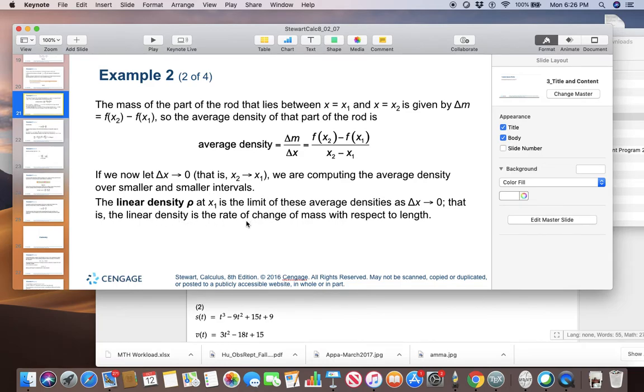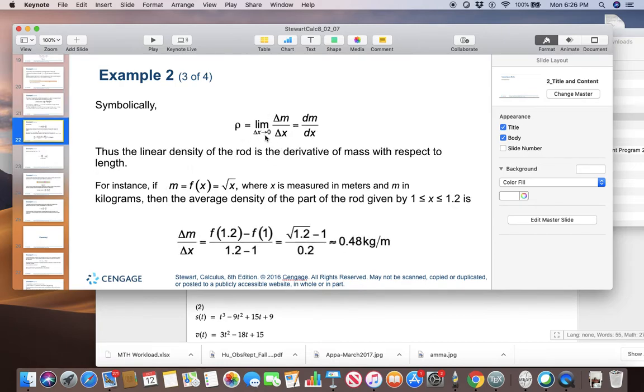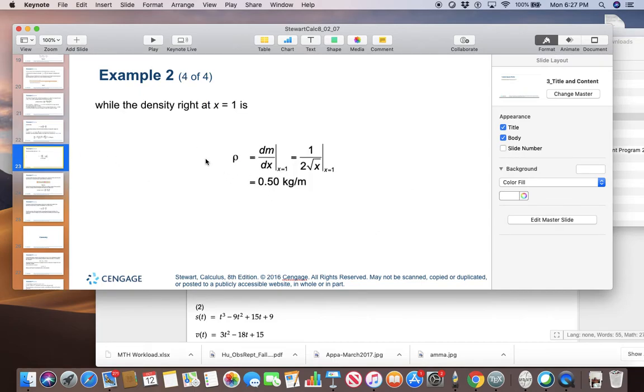So linear density is the rate of change of mass with respect to length. So you can imagine linear density is actually the derivative, okay, the limit. So linear density is the derivative of the mass with respect to length. For example, suppose you are told the function f(x) is square root x. Then the average density for x going from 1 to 1.2 is f(1.2) minus f(1) over 1.2 minus 1. You can find this. But what is the linear density?